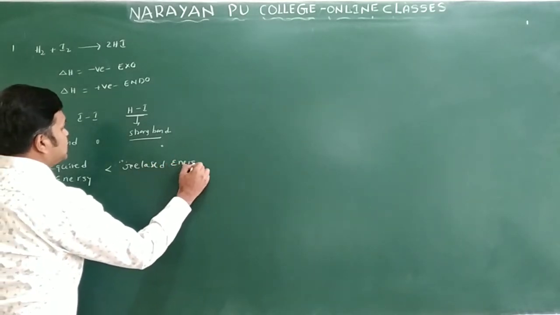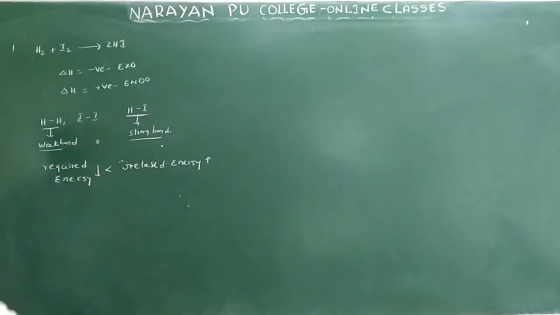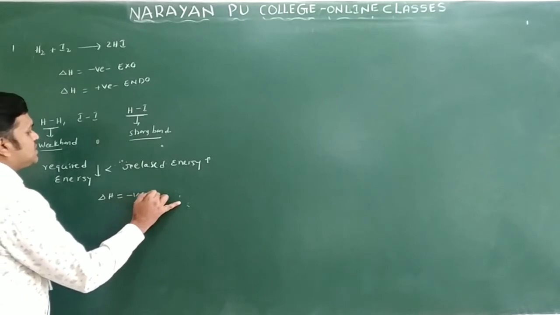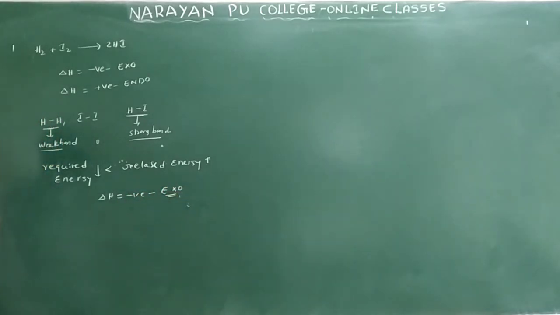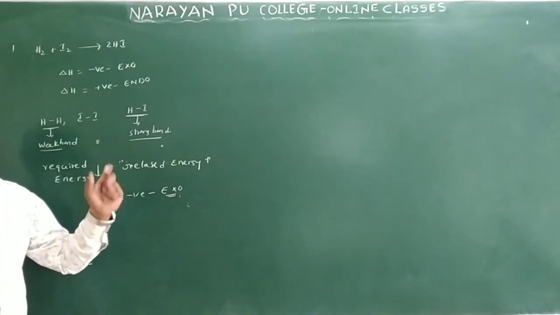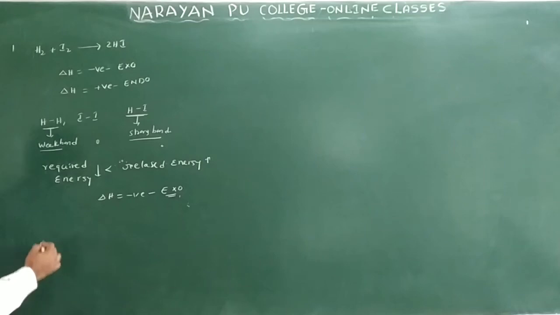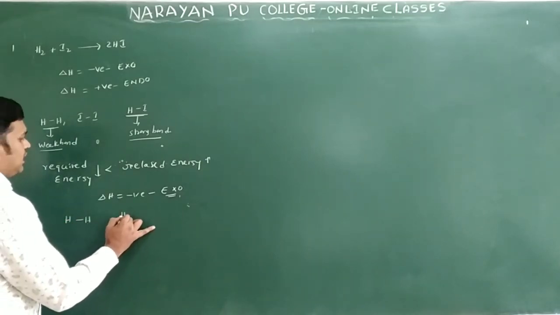Released energy means what here? Released energy increases and required energy decreases. In this case delta H becomes negative. So it is what process? Exothermic process. So required energy is less than the released energy. In this case the process becomes exothermic.